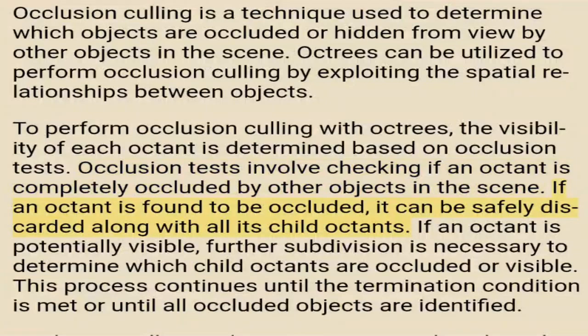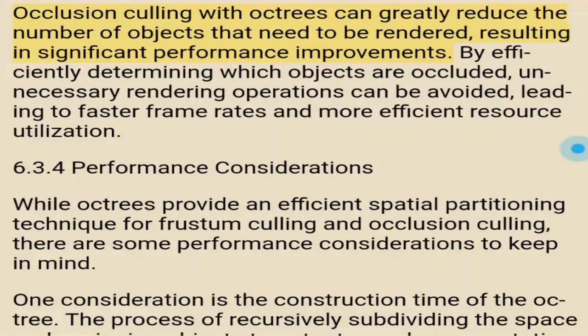If an octant is found to be occluded, it can be safely discarded along with all its child octants. If an octant is potentially visible, further subdivision is necessary to determine which child octants are occluded or visible. This process continues until the termination condition is met or until all occluded objects are identified. Occlusion culling with octrees can greatly reduce the number of objects that need to be rendered, resulting in significant performance improvements. By efficiently determining which objects are occluded, unnecessary rendering operations can be avoided, leading to faster frame rates and more efficient resource utilization.